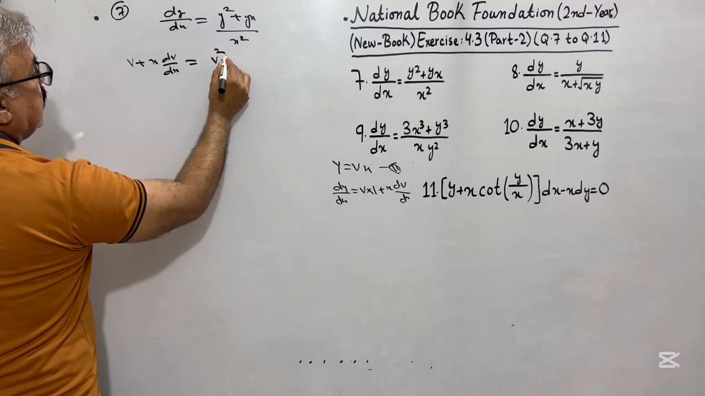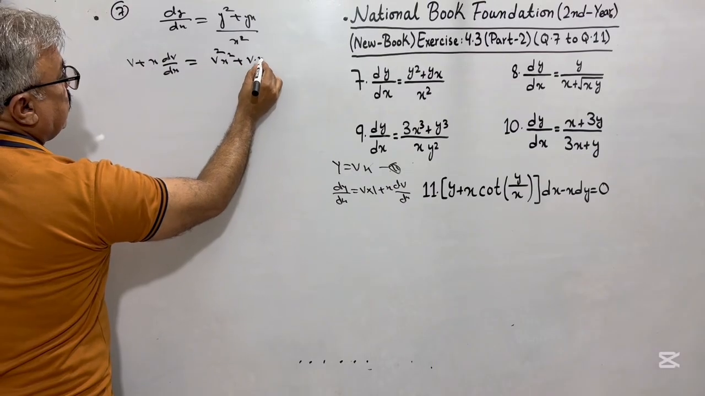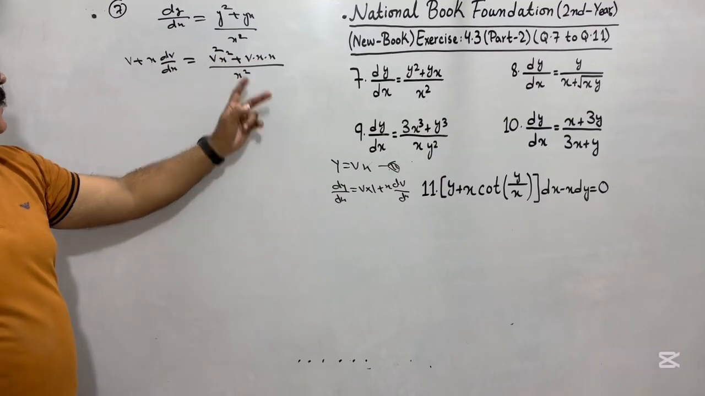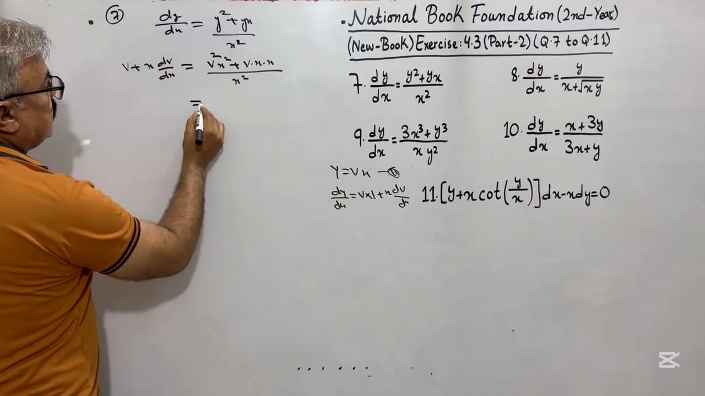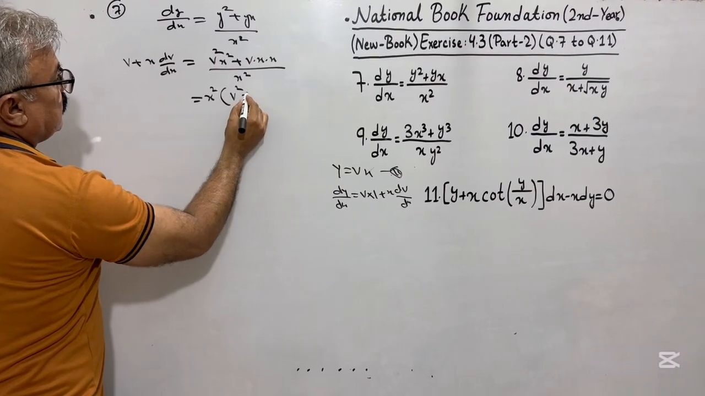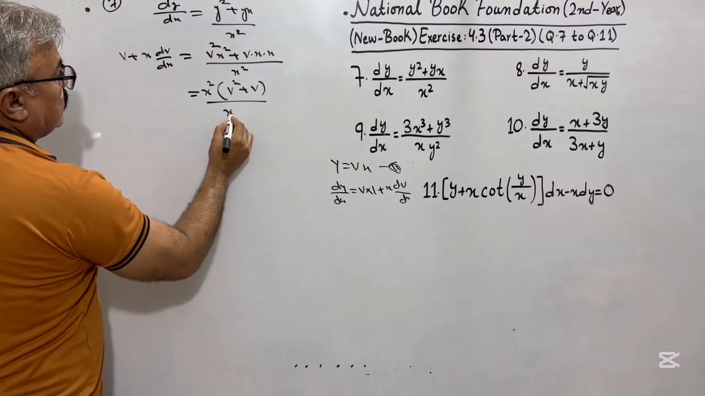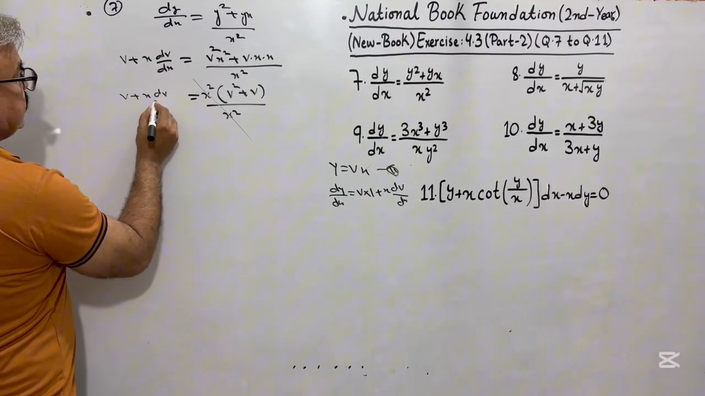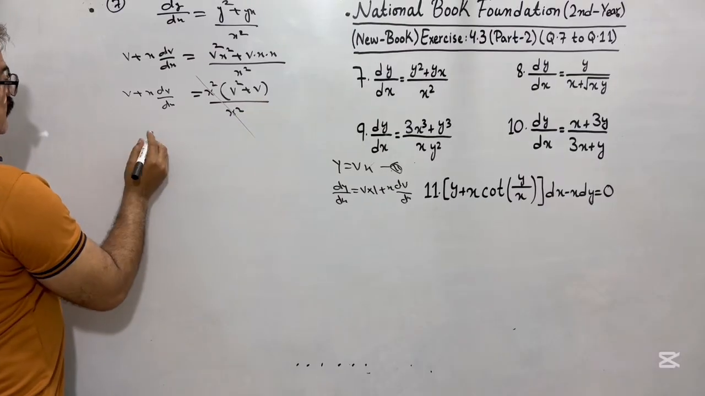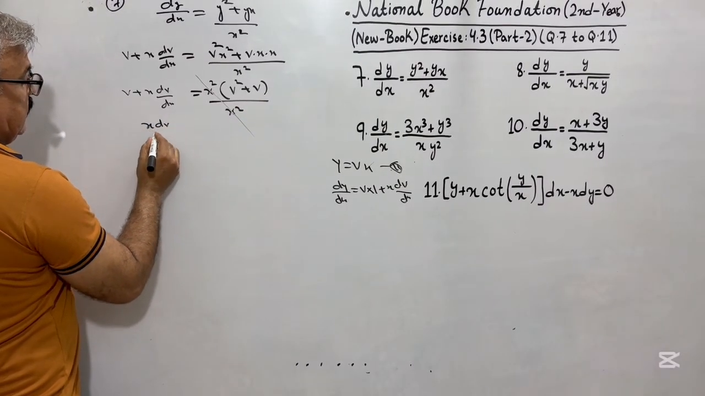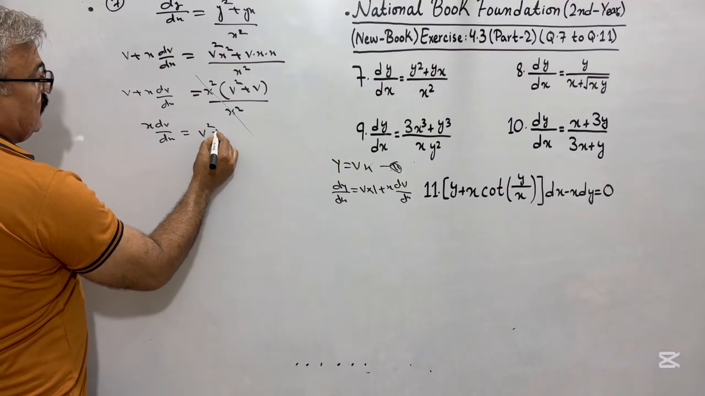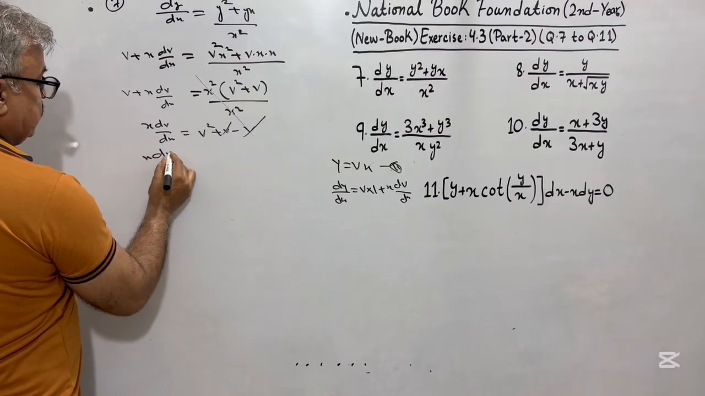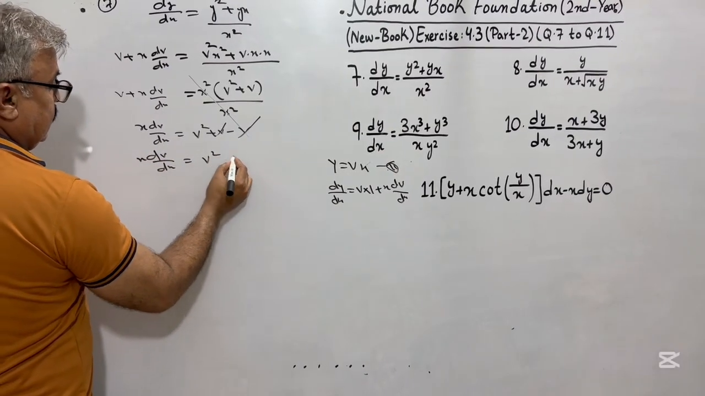y means v square x square. y means v times x, overall x square. Taking x square common from the numerator, we have v square plus v left in the bracket, x square cancelled out. We have v plus x dv over dx is equal to v square plus v. Shift v on the right hand side, x dv over dx, we have v square plus v minus v, cancelled out. We have x times dv over dx equals v square.